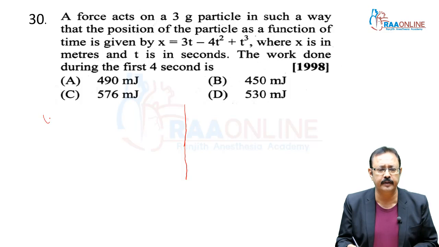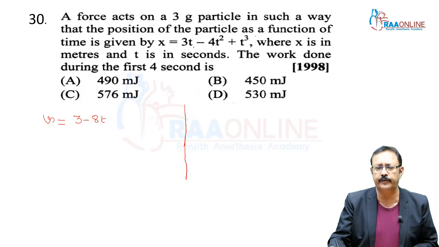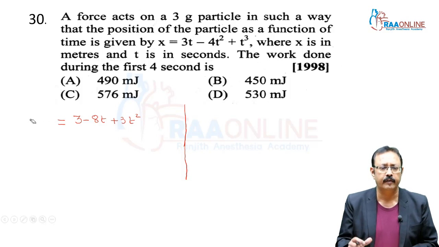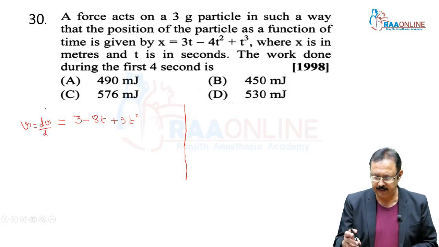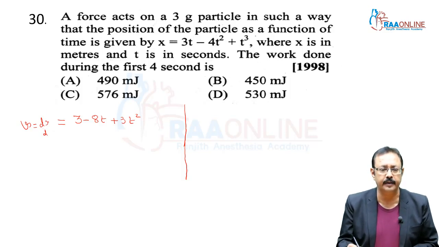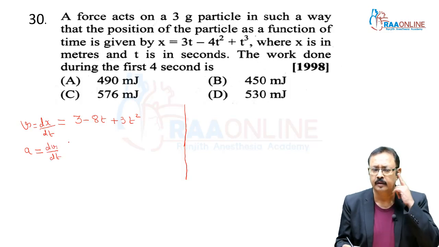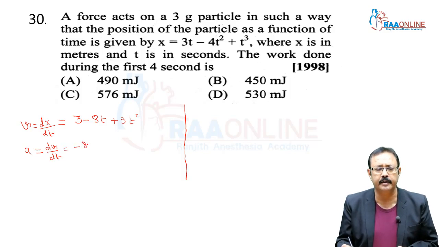See, x is given, I am going with v first. What is v? 3 minus 8t plus 3t square. We know that velocity means rate of change of displacement, so I am differentiating this function, because v is dx by dt. What is acceleration? dv by dt. Again differentiate this. So acceleration is minus 8 plus 6t.